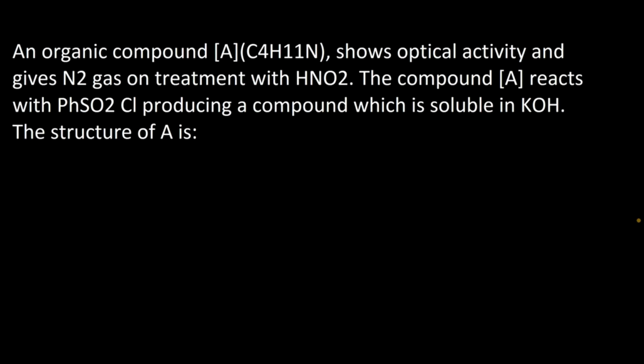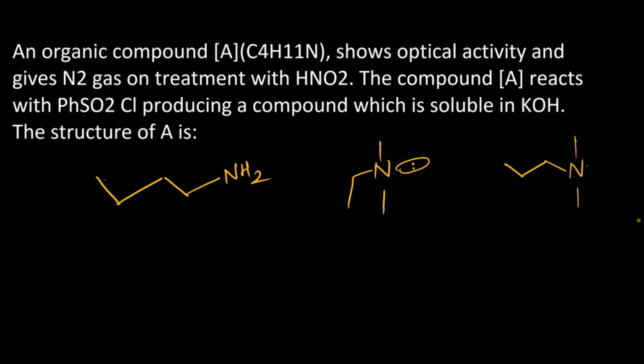So the options given are amine, and then N with 2 methyl groups and 1 ethyl group, and this, and option D is primary amine. They have mentioned C4H11N. It releases N2 gas on treatment with nitrous acid. So which must it be?